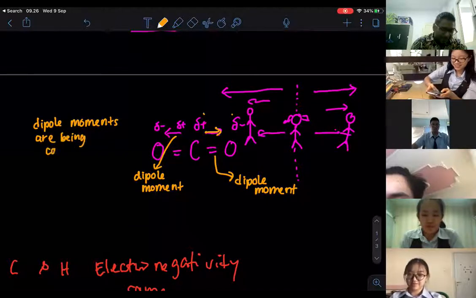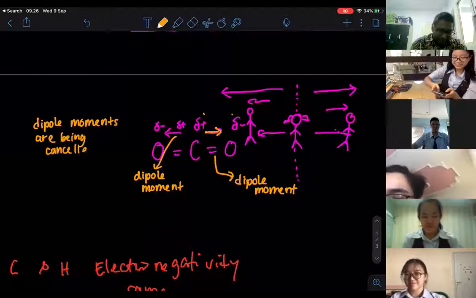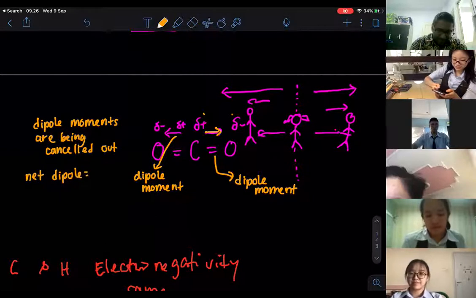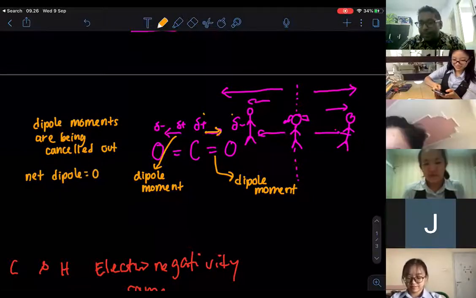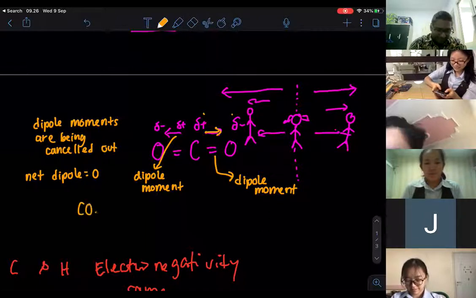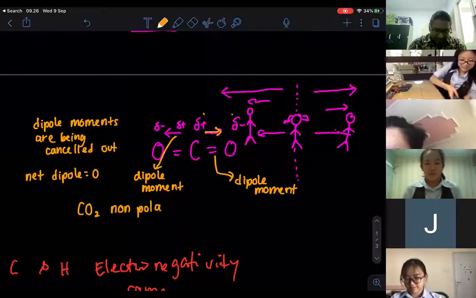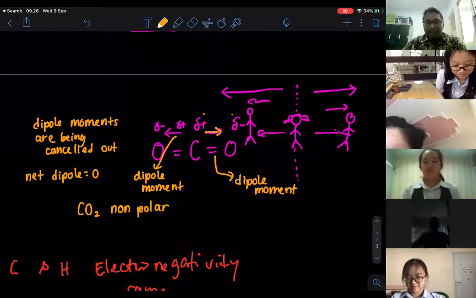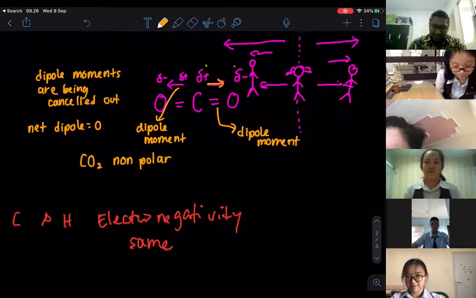So when the dipole moments are being cancelled out, what happens to the net dipole? Okay, the net dipole becomes 0. That means I can safely say that carbon dioxide is going to be non-polar. Why? There is no dipole. But it doesn't apply for all. I'll show you two other examples.